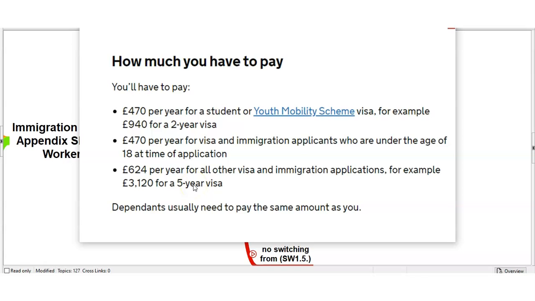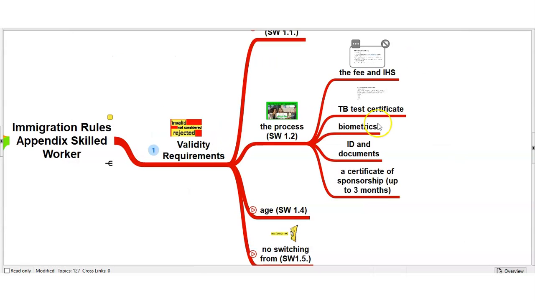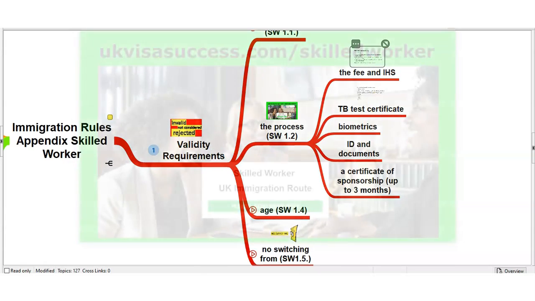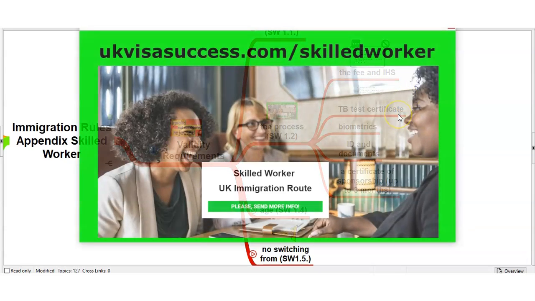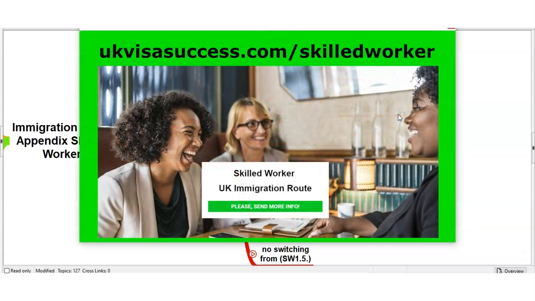And if we have someone who is over the age of 18, then they will need to pay £624 per year. As you can see, there are some reductions for students or those who would like to apply under the Youth Mobility Scheme route. So if you're applying for 3 years or for 5 years, you'll need to multiply this amount by the total amount of years.